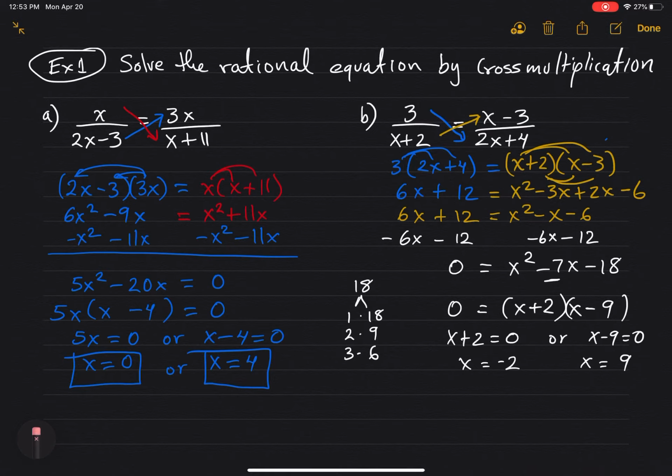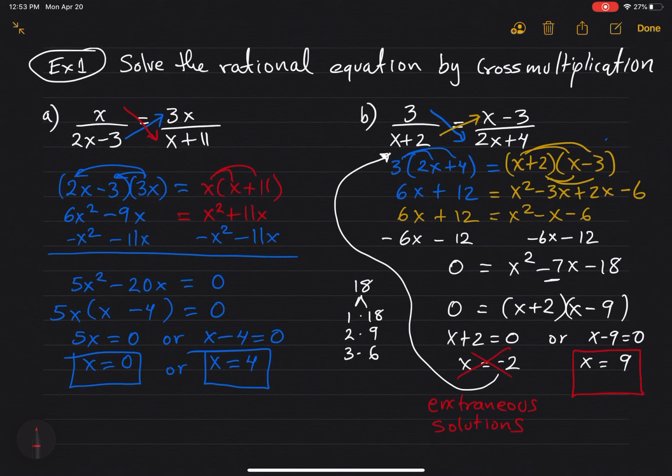One of the things that I didn't mention before was that sometimes we end up with extraneous solutions. I mean solutions that seem to be part of the answer set, but they are not. For example, if you try to substitute negative 2 into the original fraction, you're going to end up with division by 0. We're not allowed to divide by 0. So this looks like a solution, but it's not a solution. We call these extraneous. In this case, the only solution is x equals 9 because 9 does not give us a 0 denominator in the original problem.